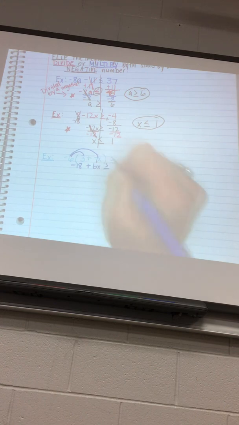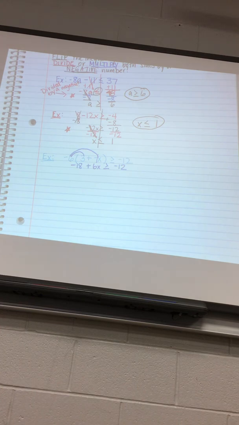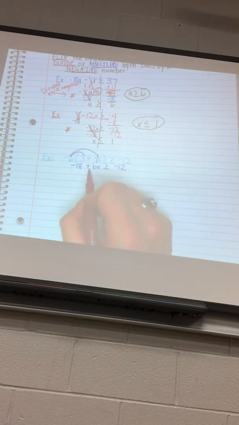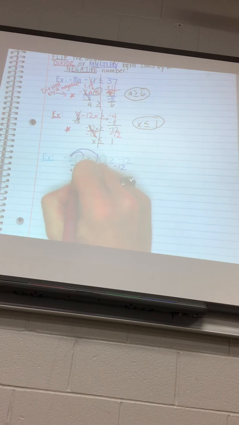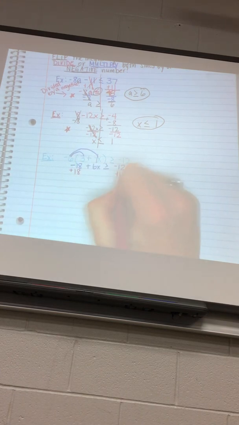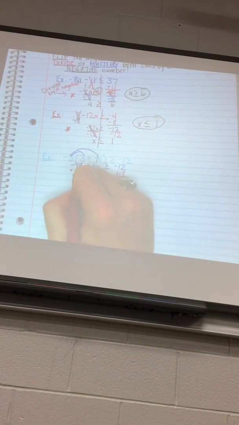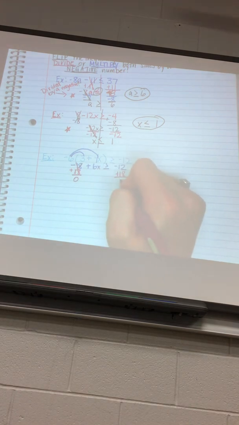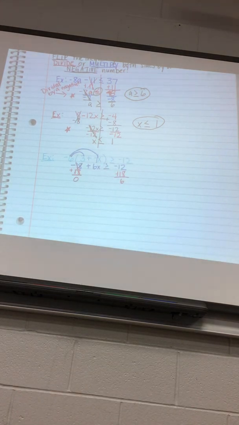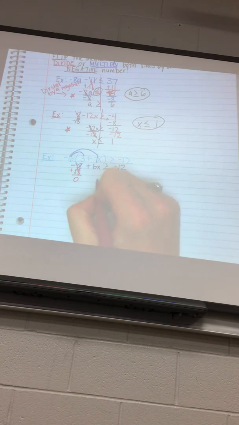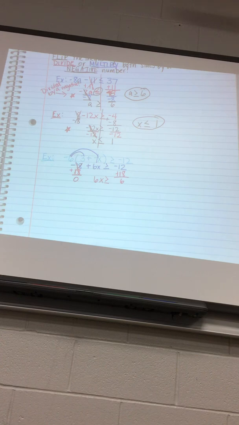And keep that inequality sign for now. You may have to flip it if you divide by a negative. And that -12 is the same on the other side. So now we have to get this 18 to the other side by adding 18 to both sides. This equals 0, it cancels out. This equals a +6. So now we're down to 6x is greater than or equal to 6.